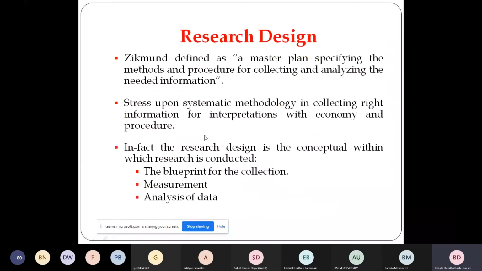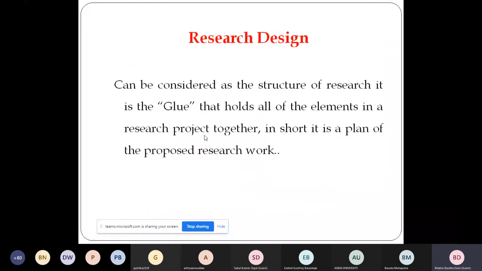I'll tell you about the research design. Now we'll reach the process of research design. So what is the research design? It is a glue that holds all elements together. All elements, when they pull together, create a framework of your research. So your research design is nothing but your research framework.